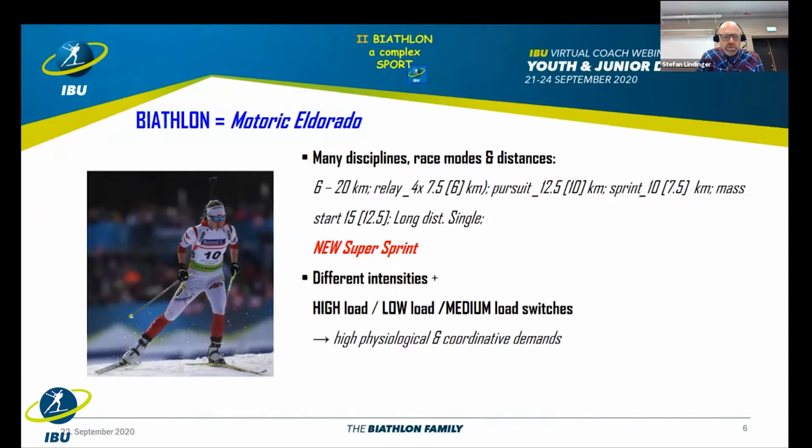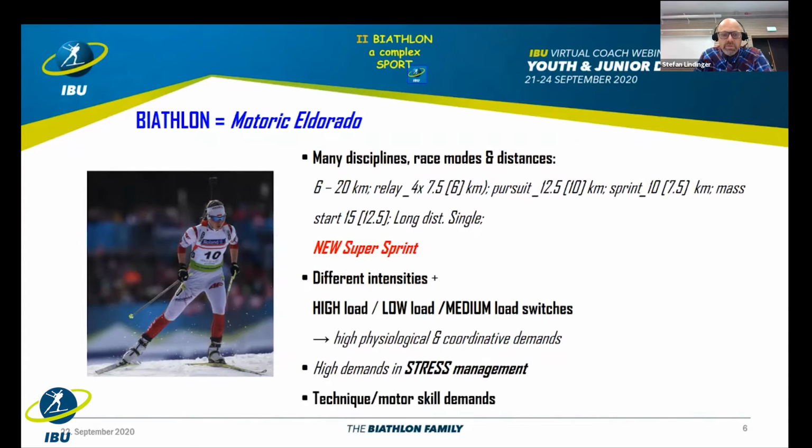And we have a steady switch from very high load to lower load to medium load. It's a very high physiological and coordinative demand. It's extreme, so to say. It's very seldom in endurance sports if we compare running, cycling to biathlon and cross-country skiing. It's pretty unique. We have very high demands in stress management. That's far less in cross-country. It's far more in biathlon due to the shooting situation. And we have a lot of technique and motor skill demands.